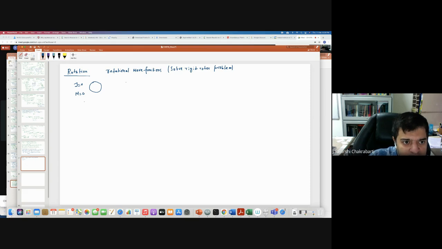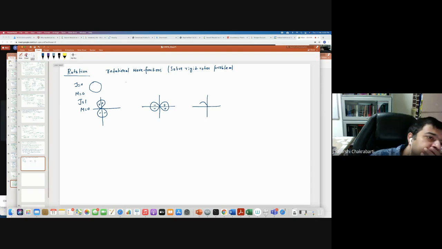So I can also have a situation like J is equal to 1, M is equal to 0. What will be this? This will be like a p_z orbital, isn't it? Yes, sir. So I can also have other orbitals, isn't it? Like I can think of something like this. But remember that these are not orbitals. These are actually solutions to your rigid rotor problem. Yes, sir.